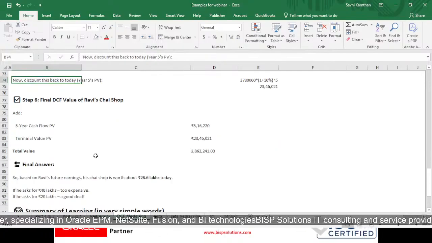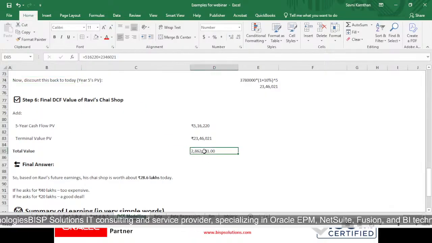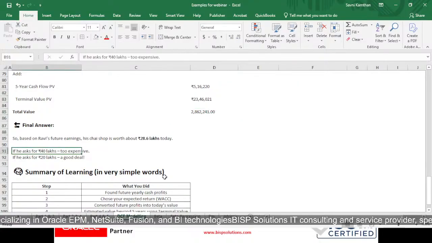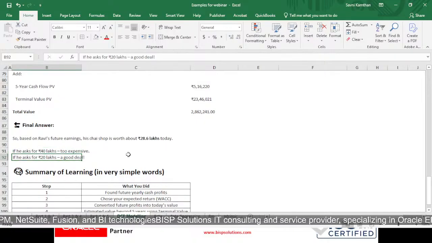we will be getting 23,46,021 rupees. So the final DCF value we will be getting of Ravi's chai shop is the 5-year cash flow PV of 5,16,220, and the terminal value PV of 23,46,021 rupees. So I will be getting a total value of 28,62,241 rupees. So my final answer will be, based on Ravi's future earnings, his chai shop is worth 28.6 lakh rupees today, and if he asks for 40 lakhs, it is too expensive for our budget, and if he asks for 20 lakhs, it is a good deal.